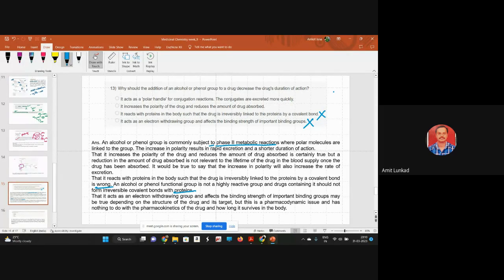It acts as the polar handle for conjugation reaction. The conjugates are excreted more quickly. As these are phase 2 metabolite reactions, joining the polar moieties with a group. So it acts as the polar handle for conjugation reaction. The conjugates are excreted more quickly from the body.